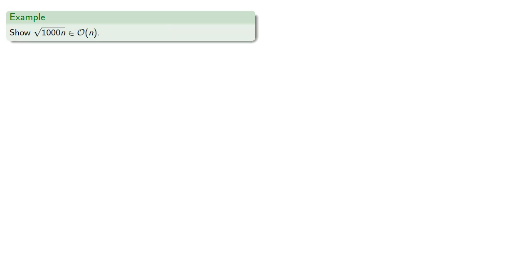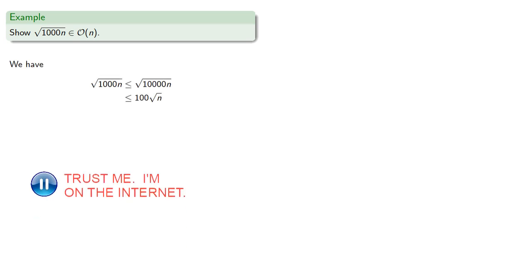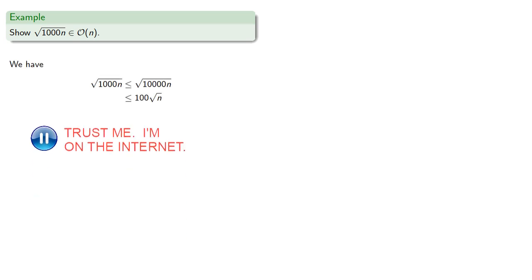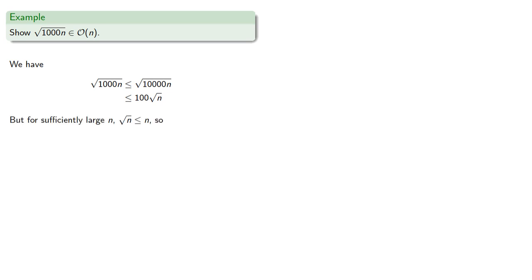Or we could take something like this, and we can do a little bit of algebra and split that up. But again, for sufficiently large n, the square root is less than or equal to n itself, and so I can replace that square root n with something bigger and maintain the inequality. And consequently, square root 1000n is less than or equal to 100n, and so it's big O of n.